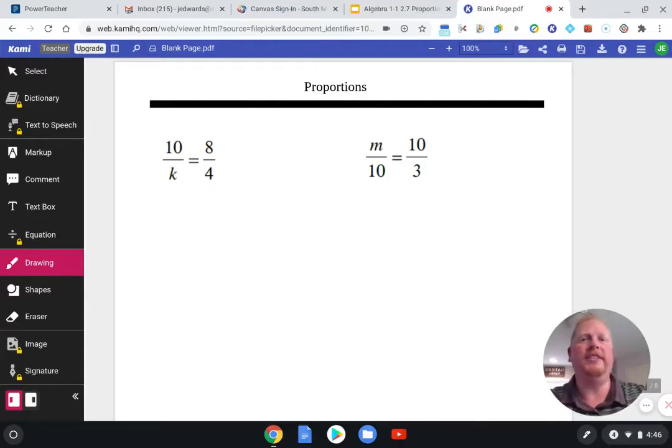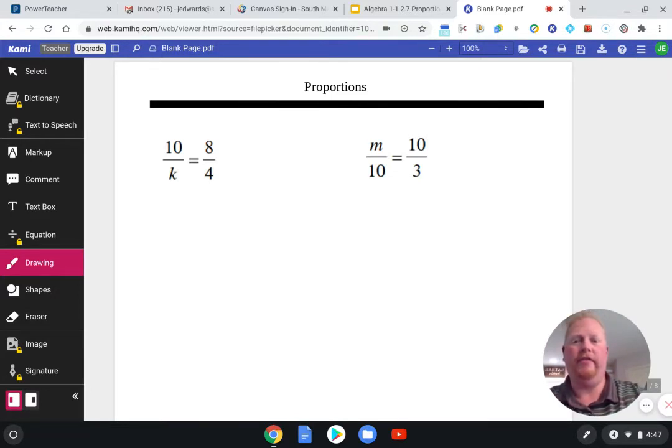Here we have two examples of proportions, where it's just one fraction equals another fraction. In this case, we've got k in the denominator. Over here we have m in the numerator. It doesn't really matter where the variable is. Anytime you have a proportion, it can be solved in one easy process, and that is cross-multiplying. Let's go ahead and explore that.